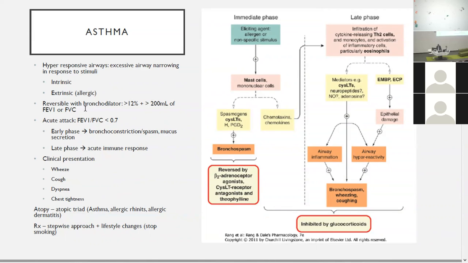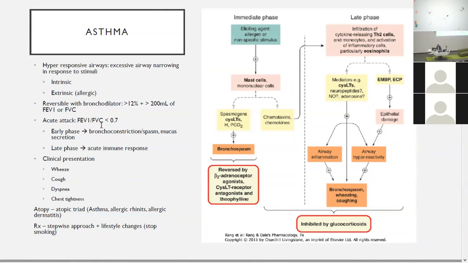And really the definition is, because asthma is supposed to be reversible, you need to be able to reverse that with a bronchodilator. So any obstruction should be reversible by at least a 12% increase plus an increase of at least 200 milliliters of either FEV1 or FVC, doesn't have to be both.